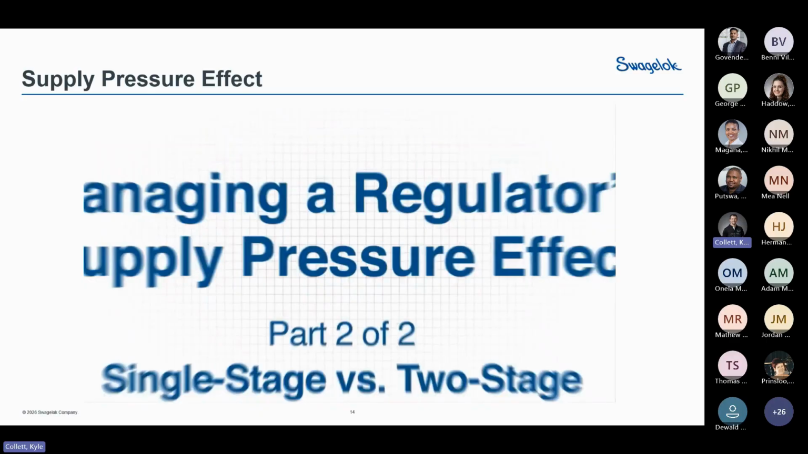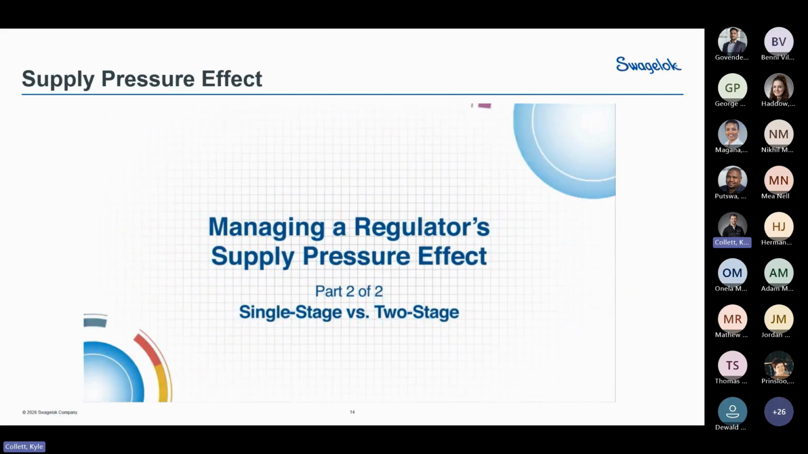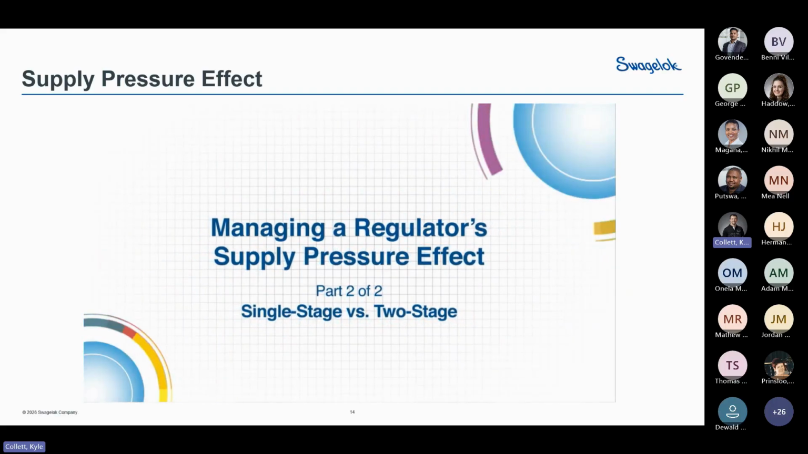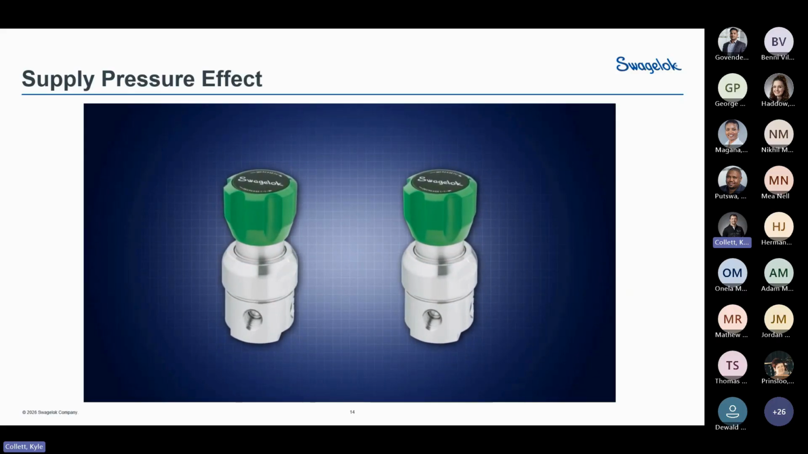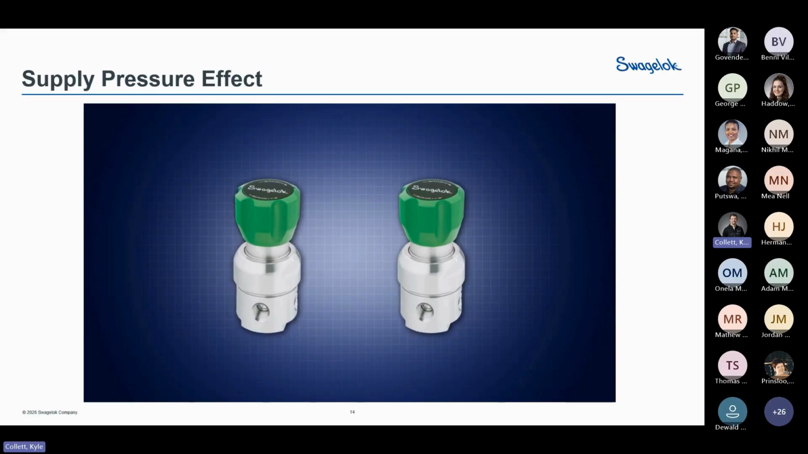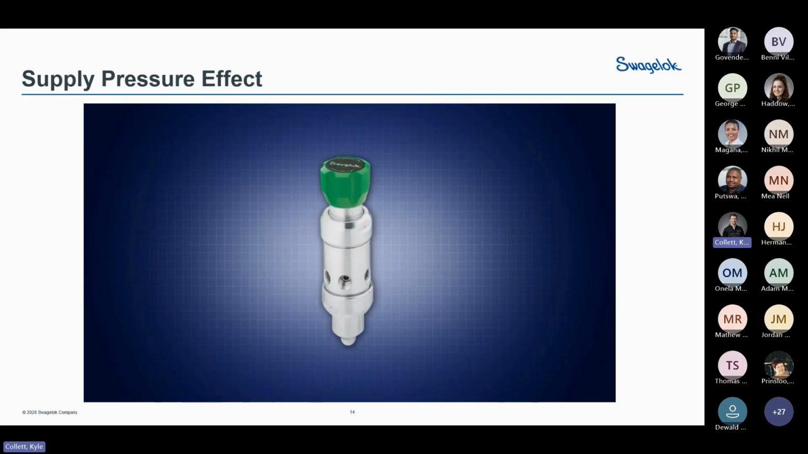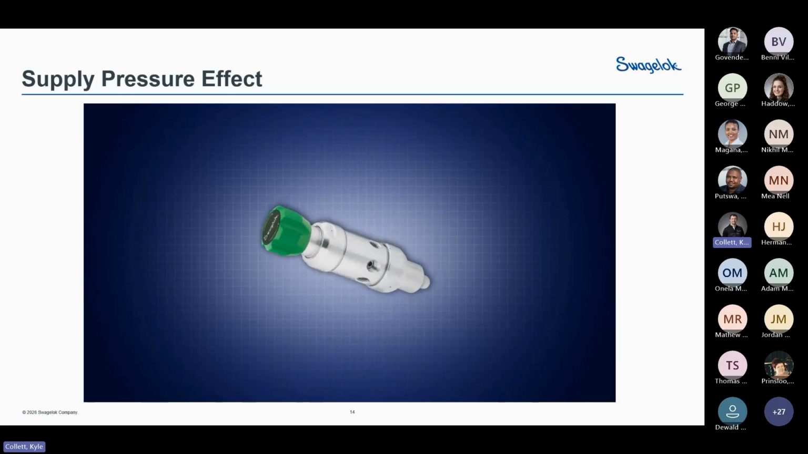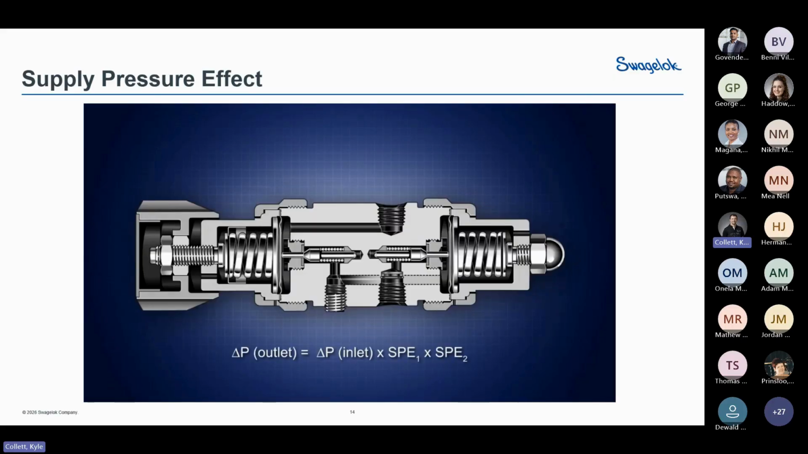Welcome to this Swagelok video. Today's topic is considerations in managing the supply pressure effect of a regulator. For lower flow applications, an alternative method of regulating supply pressure effect is to use two-stage pressure reduction. This can be accomplished by using two single-stage regulators installed in series, or the two regulators may be combined into one assembly. To calculate the variability of outlet pressure for a two-stage regulator setup, the inlet pressure difference is multiplied by the SPE of each regulator, as illustrated in the following equation.